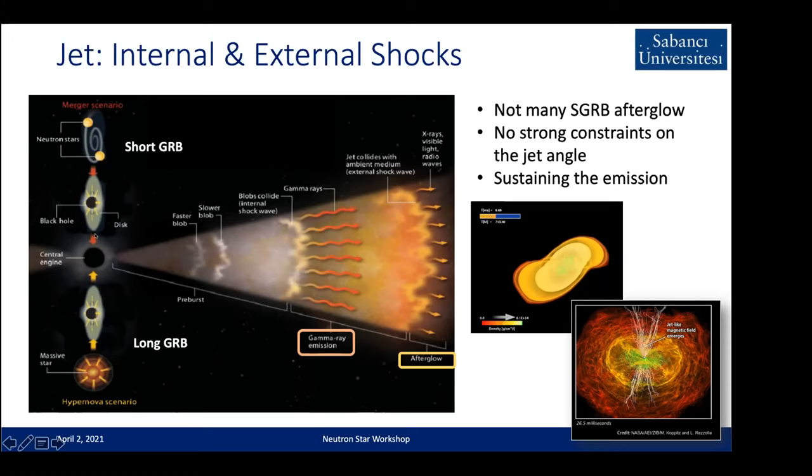And for short GRBs, yes, the most popular theory is the merger of two compact objects, two neutron stars maybe, colliding into a black hole. The other, the long GRB scenario, some people call it the hypernova scenario, but it's a massive star. It's a core collapse of a massive star. So the massive star collapses on itself, and then it explodes, and then it turns into a black hole. Okay? So the problem with the short GRBs of a few seconds that we observe is that a few seconds is too long for the neutron star merger scenario and too short for the long GRB hypernova scenario, the collapsar scenario.